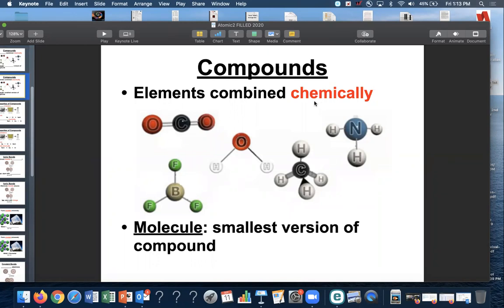When these different elements combine chemically, they form molecules, which is just a single grouping of the elements that make up a compound. And these are some different examples. Here we have a carbon and two oxygens, and that's carbon dioxide; two hydrogens and an oxygen, so H2O, water. This one's methane, which is natural gas, CH4. NH3, this one's ammonia. I don't know what this one is. Something with boron and fluorine.